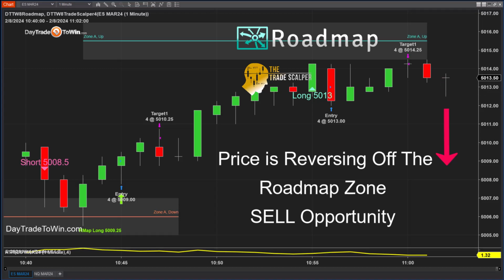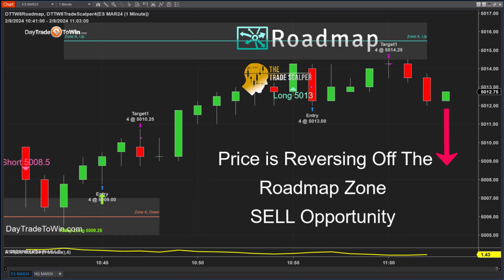The market's now turning around and going to the short side. As soon as it touched that roadmap, I would have liked to see it actually land inside the roadmap, just a couple of ticks, a little bit in, but it hit the roadmap and then immediately popped out. It's a classic way to trade price action.